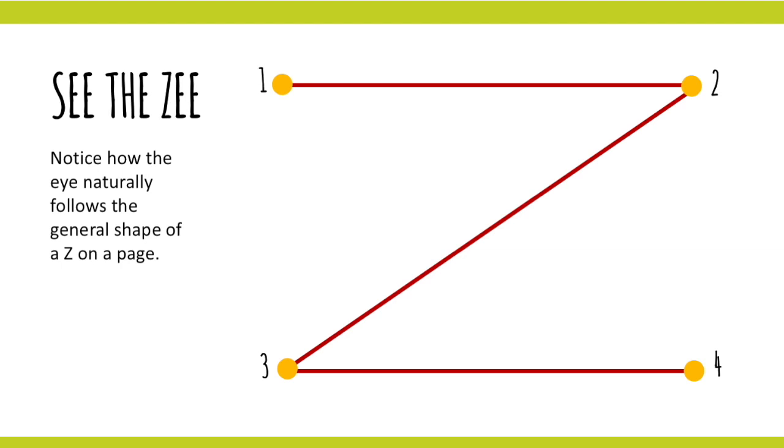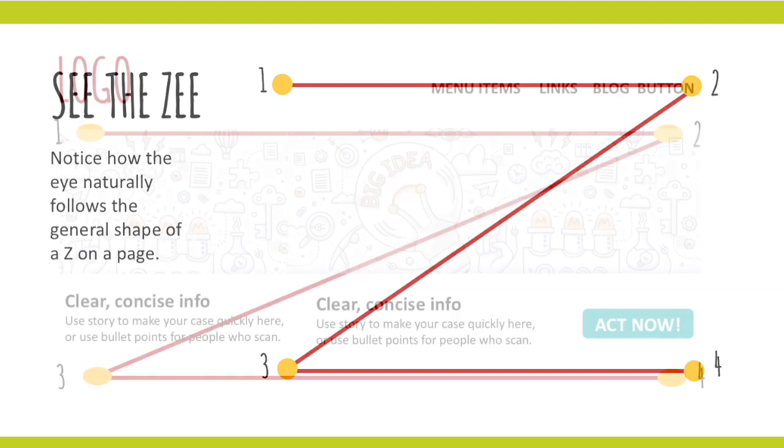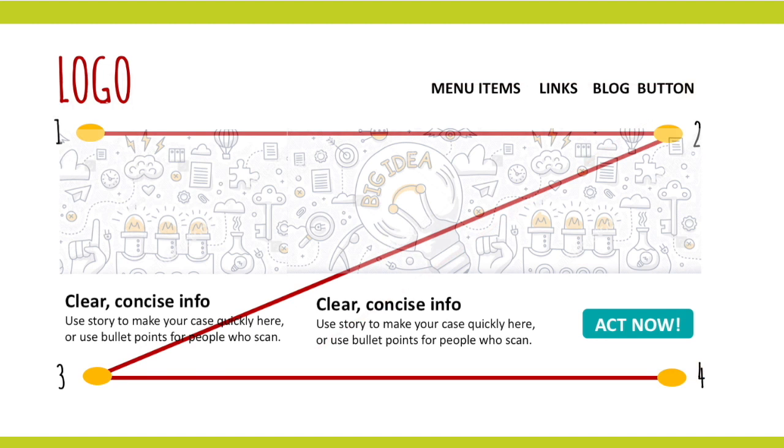Now that we know we can use elements to draw the eye on the page, let's look at a Z layout, which follows the natural path the eye flows on a page. Basically, we're lining up elements in the order that we read, from left to right, then down, and left to right. In this example of a website page, we've placed the essential elements along the Z shape.